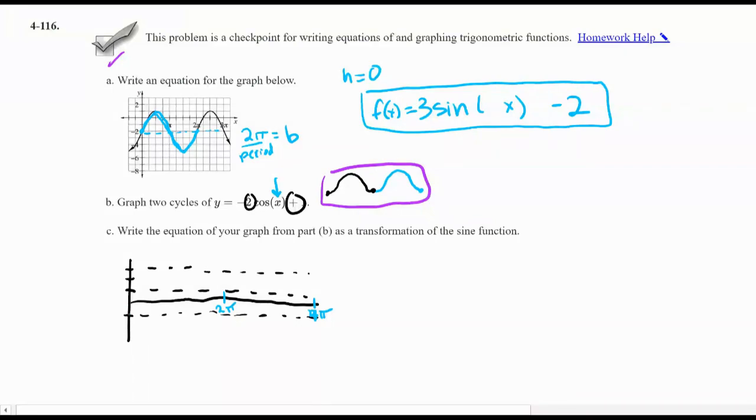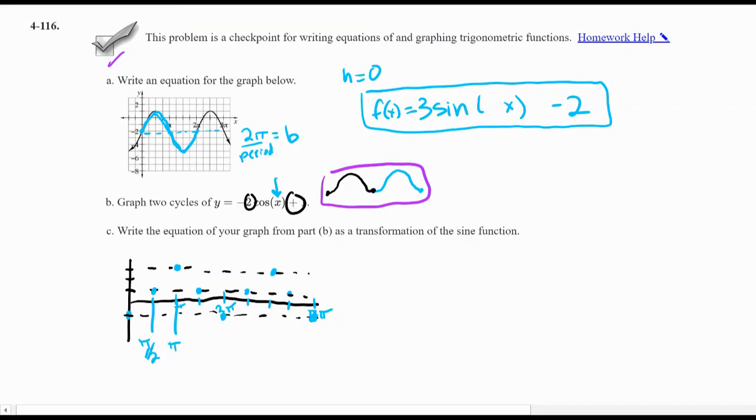From there, starting at the minimum and ending at the minimum, the halfway point is going to bring me to the maximum on both of these. And the halfway point between those is going to be at the midline. I'm going to now mark these here. So halfway between 0 and 2 pi is just pi. Let's do it down here. Then halfway between 0 and pi is pi over 2.